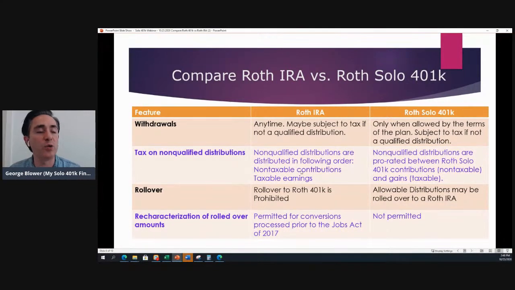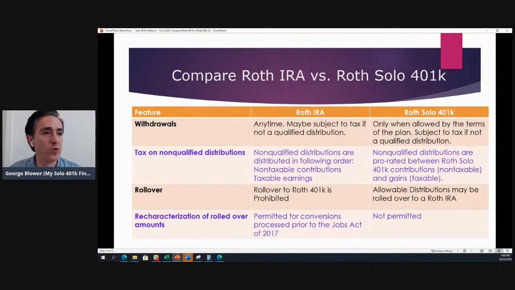As you're taking out the contributions, I'm sorry, as you're taking out the contributions, that is not taxable. Once you get to the earnings, though, that is taxable. So hopefully that helps. Don't hesitate to ask questions, please.